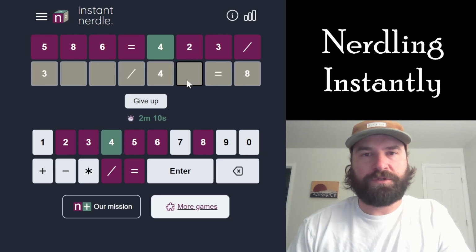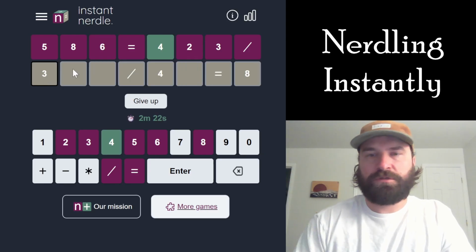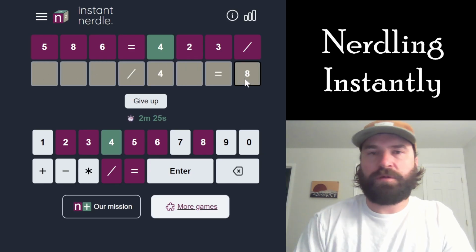So what other numbers could I put here? Can't put 5 here for the same reasons I was just not putting 5 here. If I put 6 here, this would end in an 8. That doesn't work. So this just doesn't work. 8 doesn't work here because none of the numbers worked.